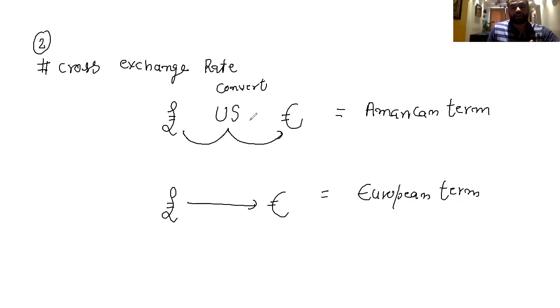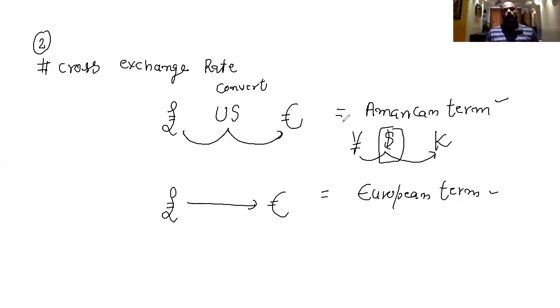But now the question is why we have to do that. Sometimes, for example, Japanese yen to Korean won. None of these currencies is USD. So if you use American terms, USD as a base, or European terms, euro as a base, in both cases you have to convert. So better use American terms. Why not European? Because European is a little bit complicated compared to the American terms. So then you will convert yen to USD and USD to Korean won. And of course, you have the exchange rates. All right. So this is the conclusion of cross exchange rates.